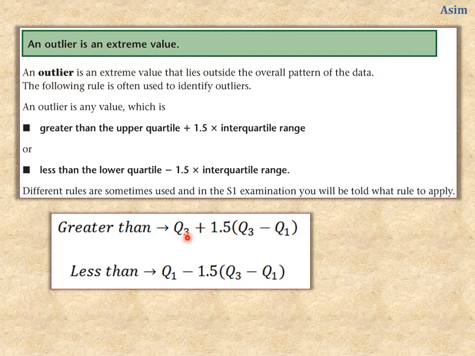Generally, you can say the formula is Q3 plus K times (Q3 minus Q1), or K times the interquartile range. It's mostly taken as 1.5, but sometimes it is also taken as 1. In your examination, they will mention if they want you to use 1.5 or 1. It is clearly written here: different rules are sometimes used in the S1 examination. You will be told what rule to apply.